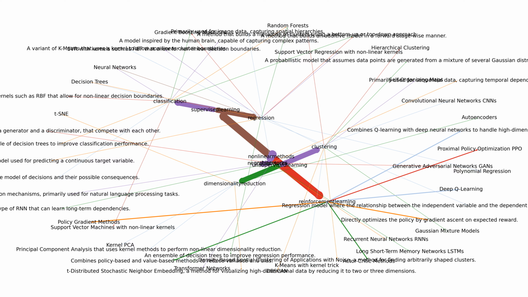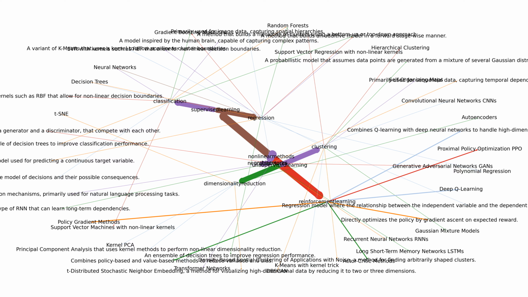Method: Gaussian mixture models. Description: A probabilistic model that assumes data points are generated from a mixture of several Gaussian distributions. Method: Hierarchical clustering. Description: A method that builds a hierarchy of clusters using a bottom-up or top-down approach. Method: Self-organizing maps. Description: A type of neural network that is trained using unsupervised learning to produce a low-dimensional representation of the data. Dimensionality reduction.